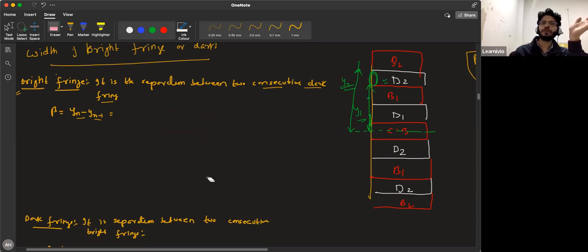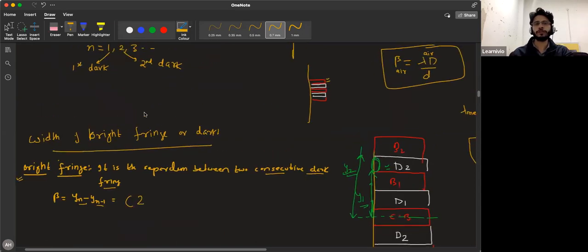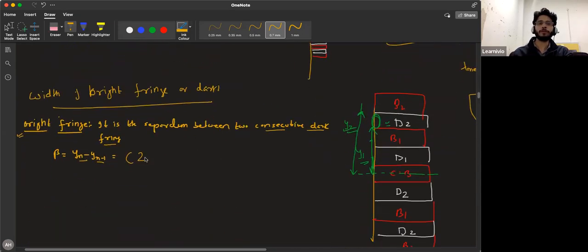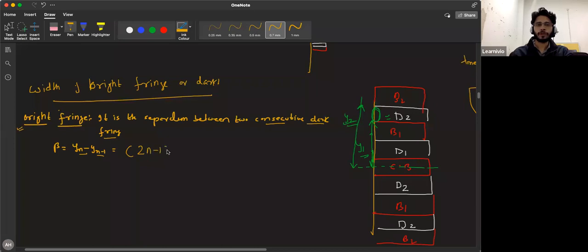For the dark fringe, what was the relation? It was (2n minus 1) lambda D by 2d. This is for the nth fringe. For the n minus 1th fringe, instead of n, you can substitute n minus 1, so it is (2(n minus 1) minus 1) lambda D by 2d.